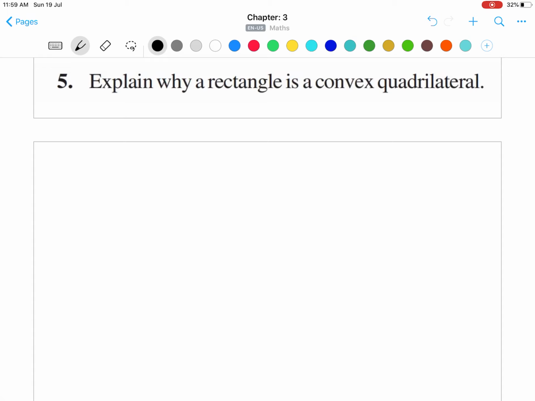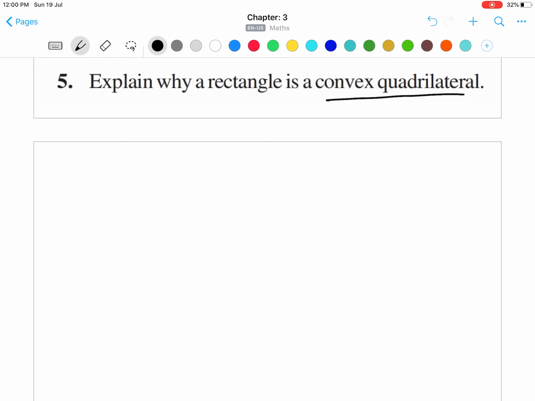Now the next one is: explain why a rectangle is a convex quadrilateral. Before that, you should know what a convex polygon or convex figure is. Like I told you in the previous chapter, if the diagonals of a polygon or any shape lie in the interior, then it is called convex. If one of the diagonals lies in the exterior part, then it is called a concave quadrilateral.